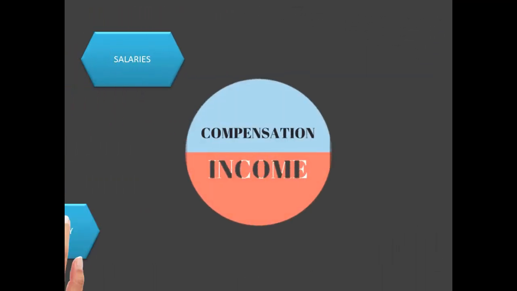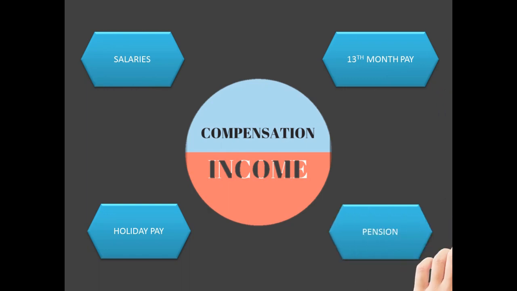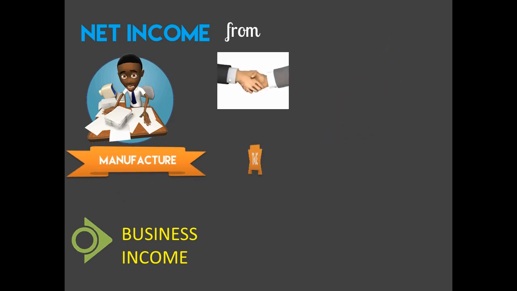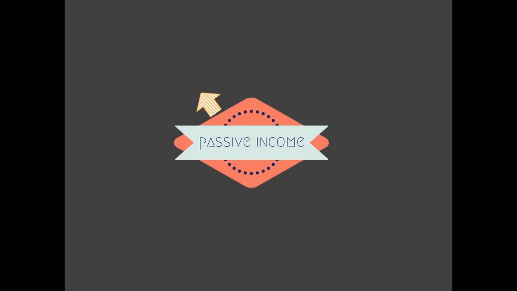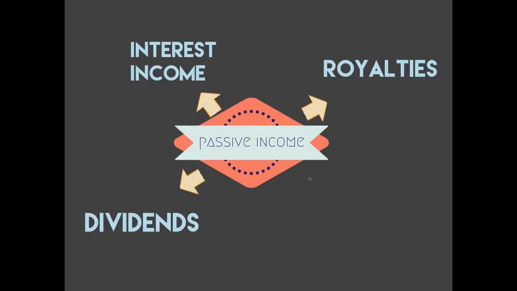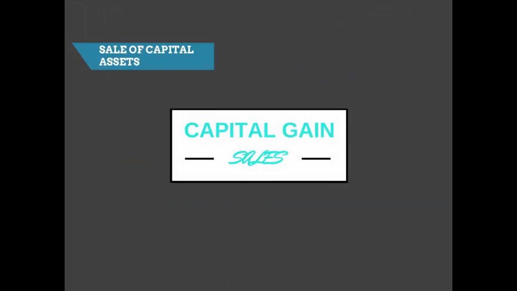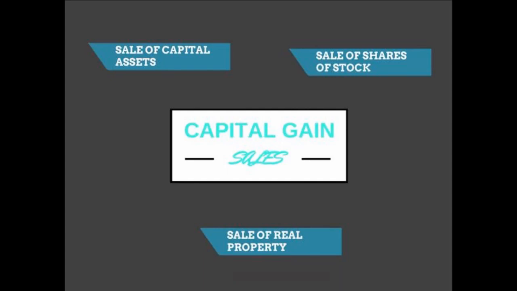Moreover, the groups of income may be summarized into four categories. First, for the compensation income, we have salaries, holiday pay, 13th month pay, and pension. Under the business income category, we can count the net income from manufacturing, trading, profession, and farming. Included in the passive income are the interest income, the royalties, the dividends, and the prizes. Lastly, for the capital gain, we have the sale of capital assets, the sale of shares of stock, and the sale of real property.